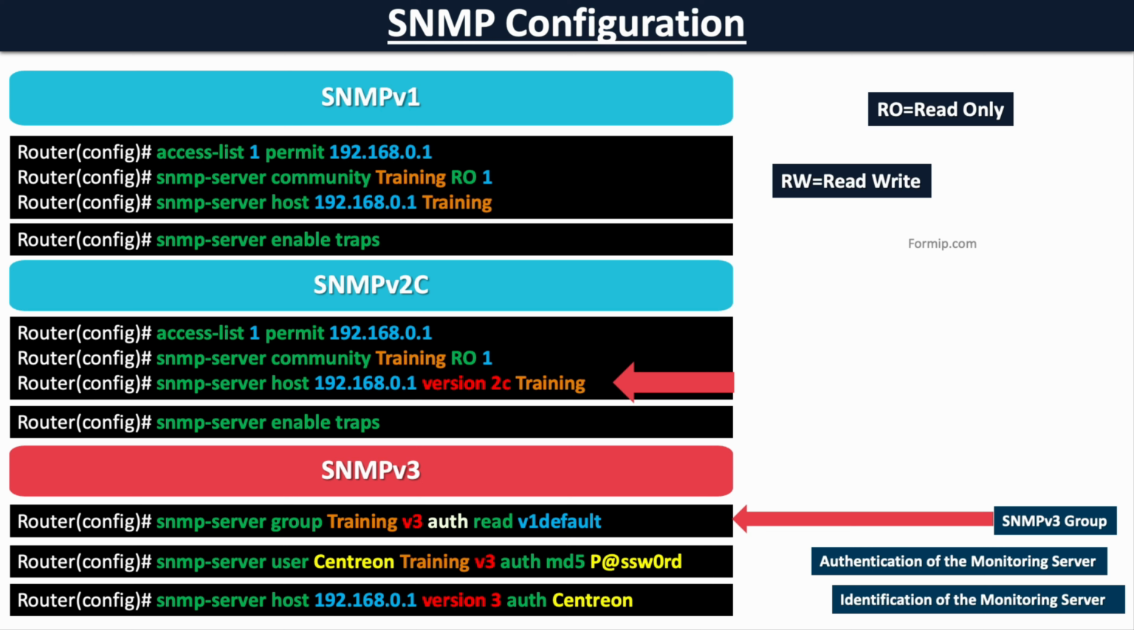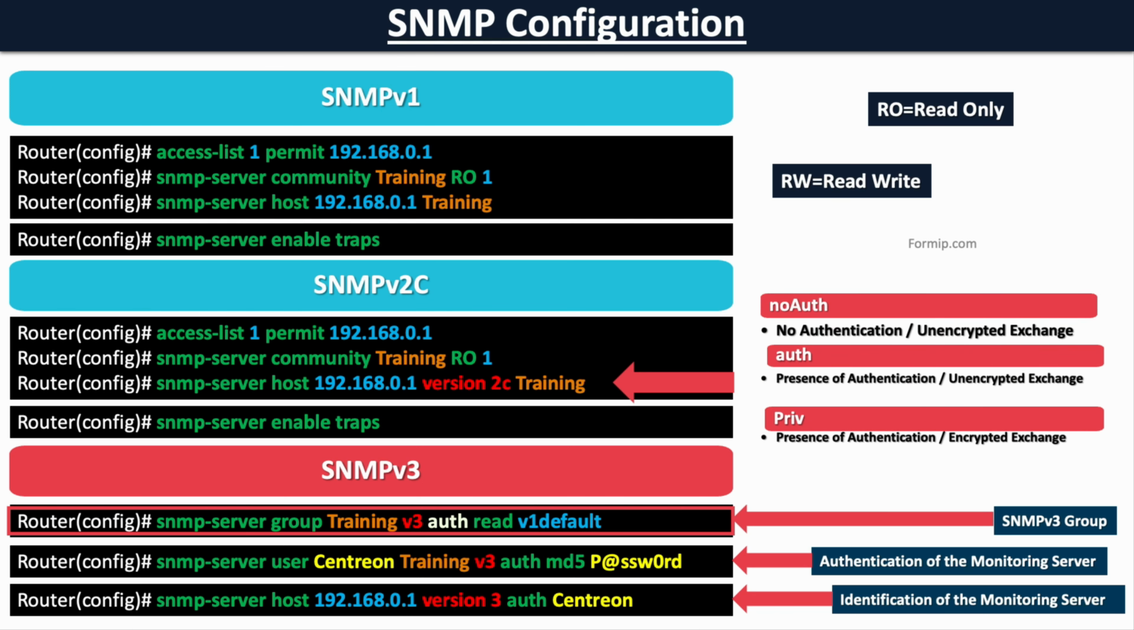Here, you must first configure the SNMP v3 group. Next, configure the monitoring server. And configure the identification of this same server. With the snmp-server group command, a group called training is specified, followed by version 3. Then we choose the type of authentication among the 3 available modes.